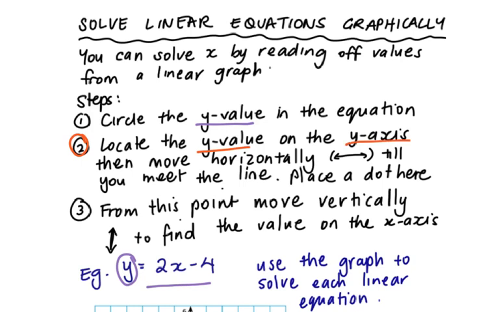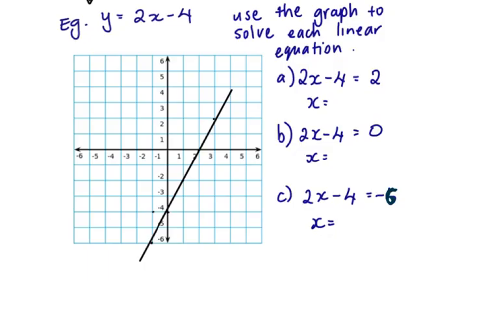We're then going to move horizontally, which basically means to move left or right, till we meet the linear graph, and we're going to place a dot on the linear graph. And then from that point on the linear graph, we are going to move vertically, so up or down, to find the value on the x-axis. And that's how we're able to find the value of x. We're going to go through an example of that now.